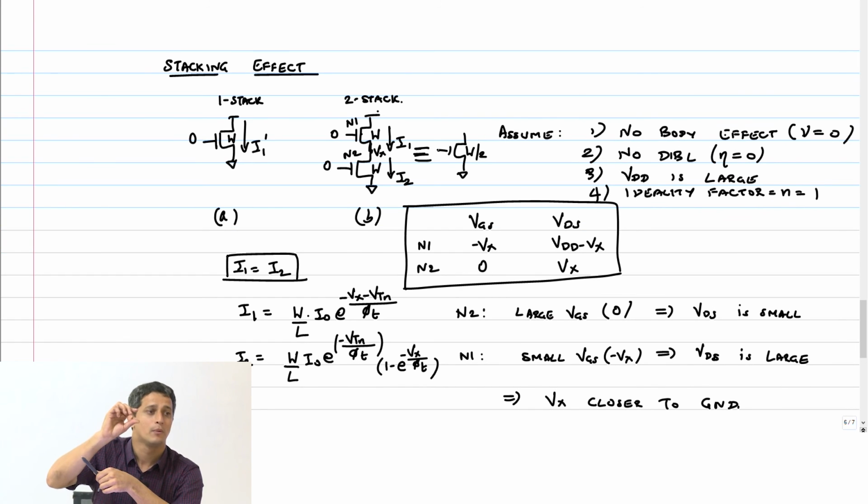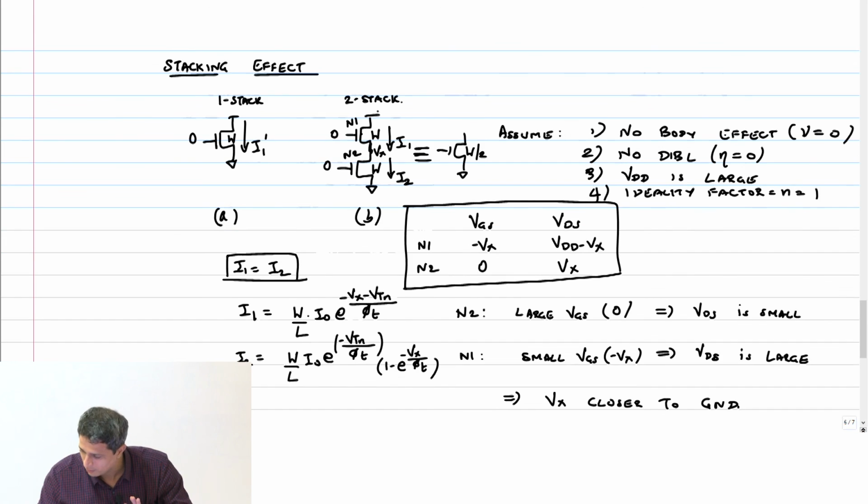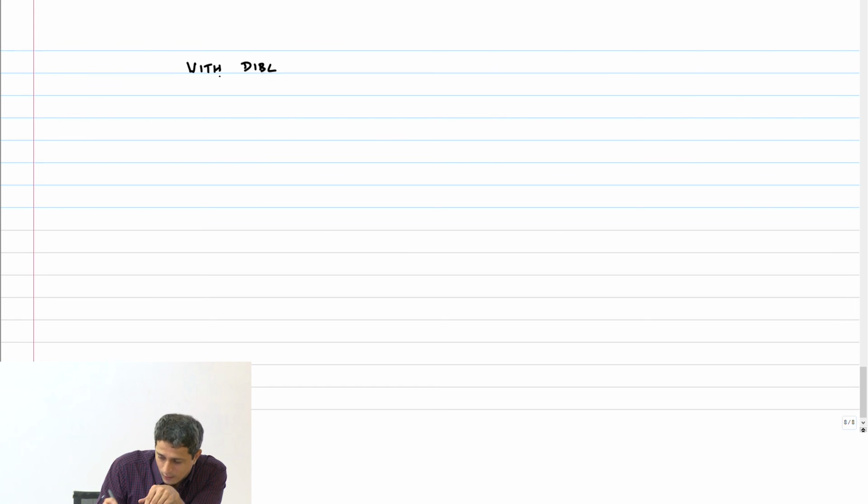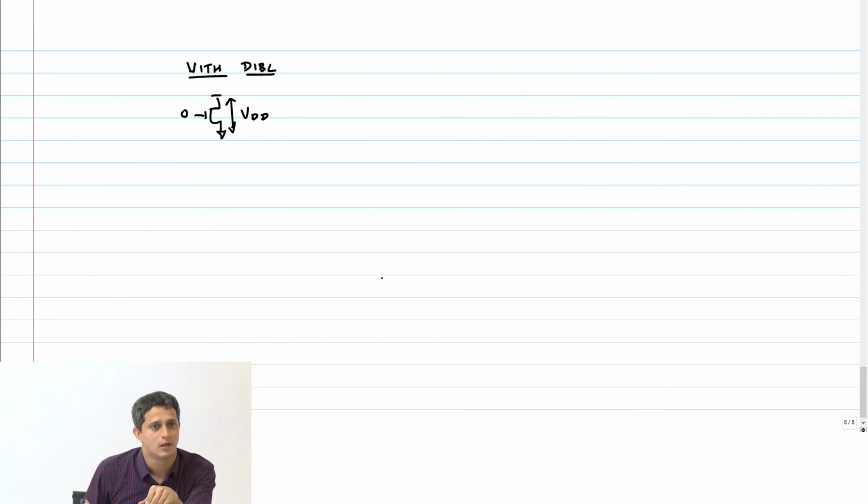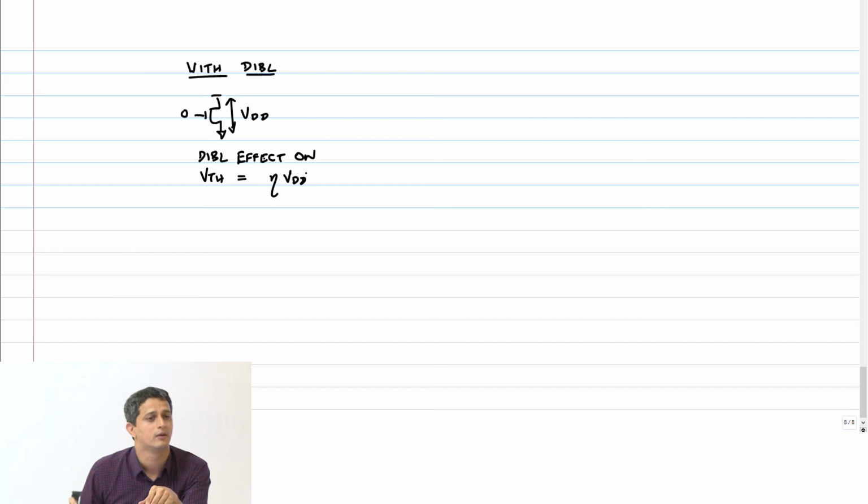So what happens is, let me write that down. I think I cannot just talk through it. Okay, now with DIBL, a single NMOS transistor is like this. VDS is just VDD. So the DIBL effect on VTH is equal to eta times VDD.